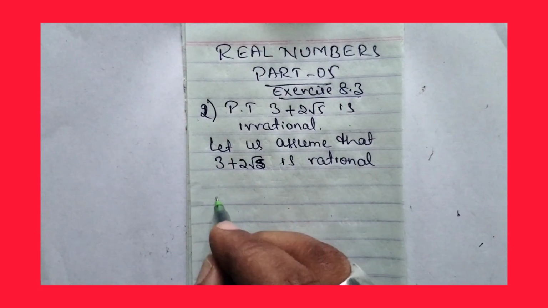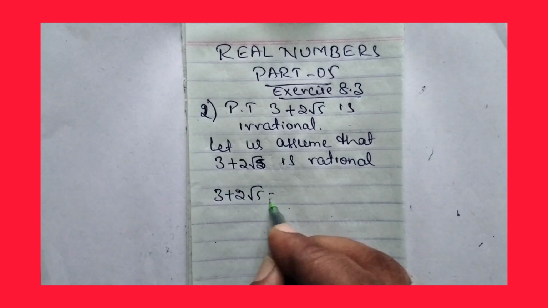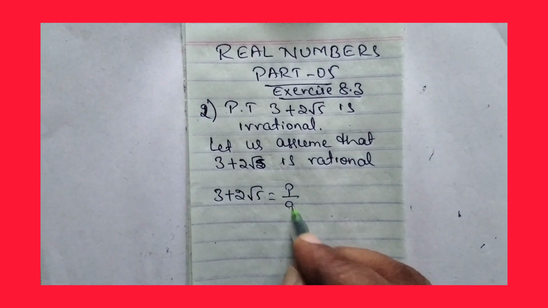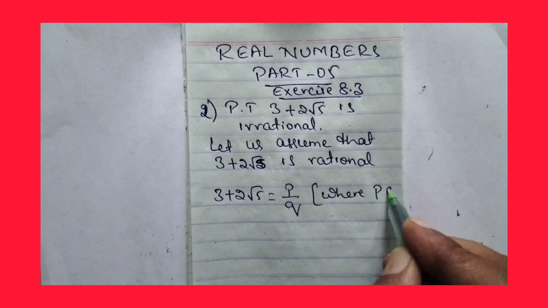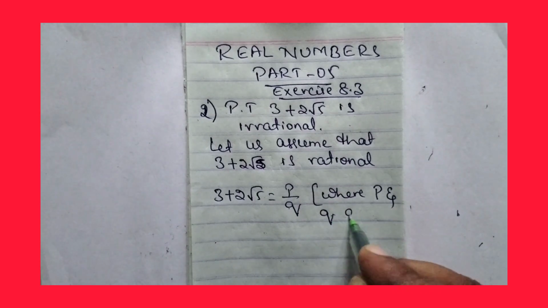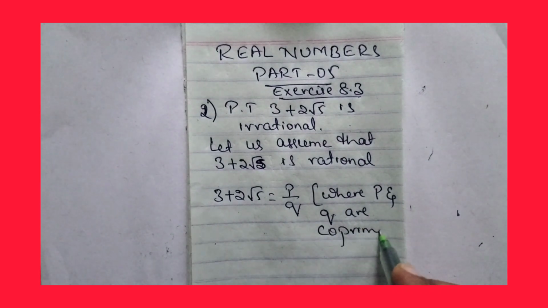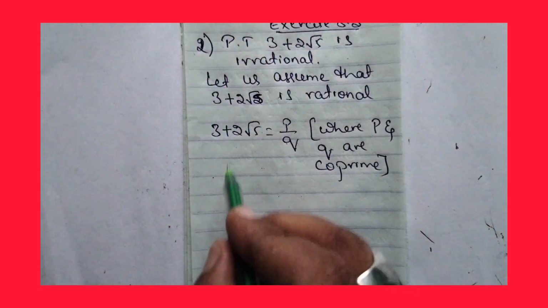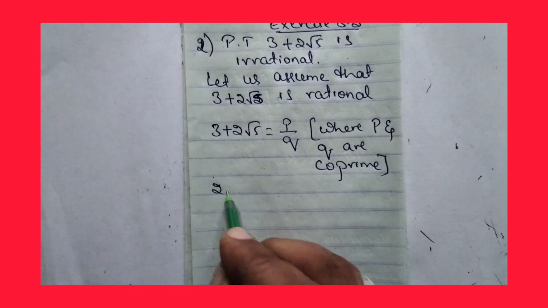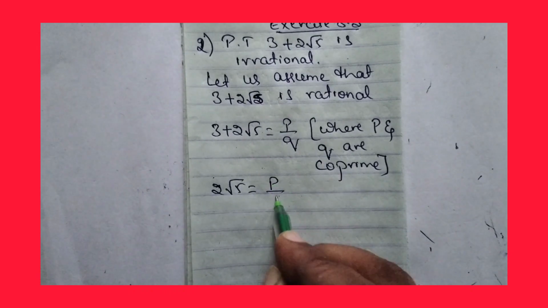Next sentence. So if they are rational, then 3 plus 2 root 5 is in the form of p by q, where p and q are co-prime. This is the second step we have to write. Then coming to the third step. So keep 2 root 5 here itself. So 2 root 5 is equal to p by q.